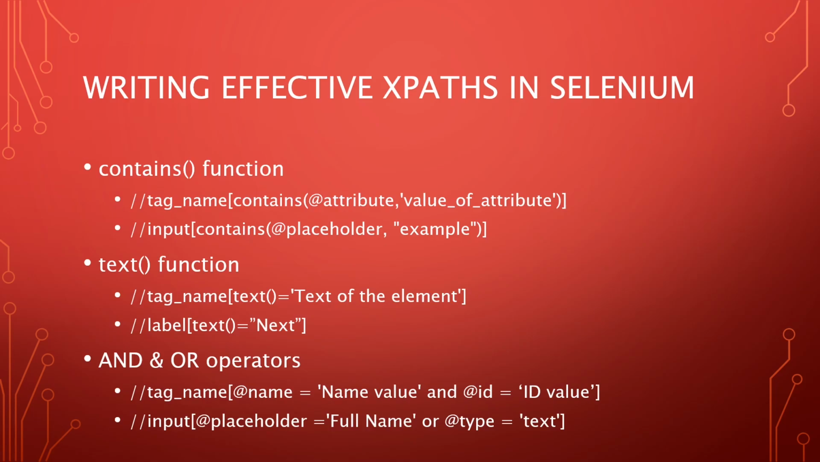The AND operator is used to combine two different conditions or attributes to identify any element from a web page using XPath. The OR operator is used to locate an element based on any of the conditions separated by the OR operator.